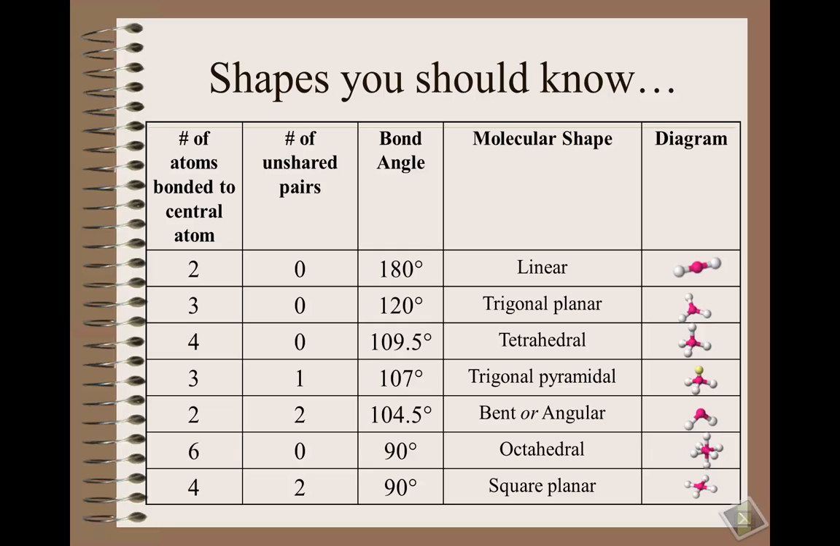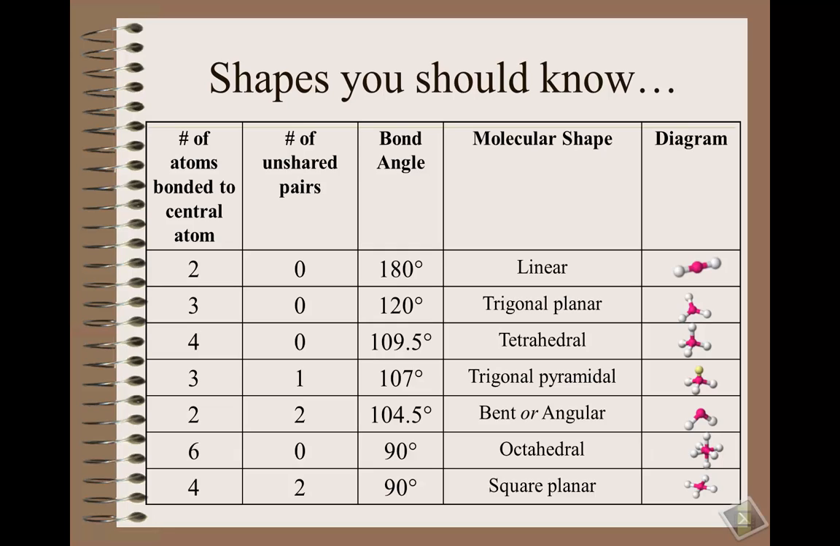A 3 to 0 ratio would give you trigonal planar. The planar part is indicating that the three outer atoms around the central atom are all coplanar to one another along with the central atom. So again, it's a flat molecule. And when you think about dividing up 360 among three atoms evenly, you get a 120 degree bond angle.